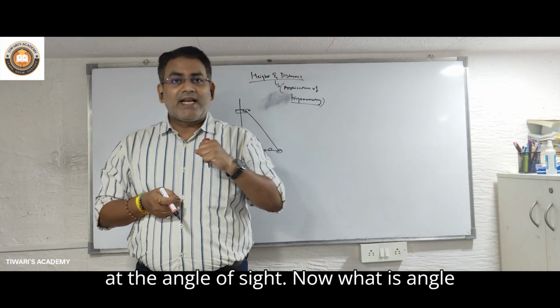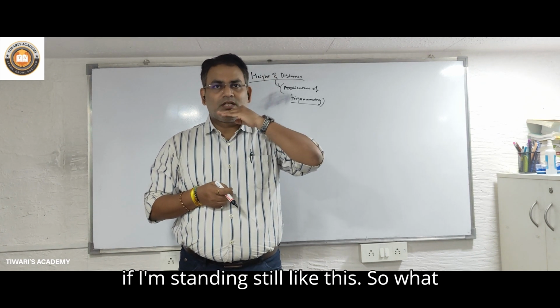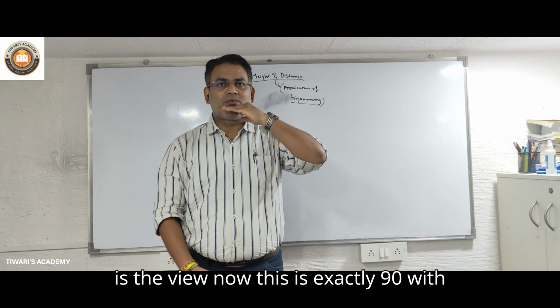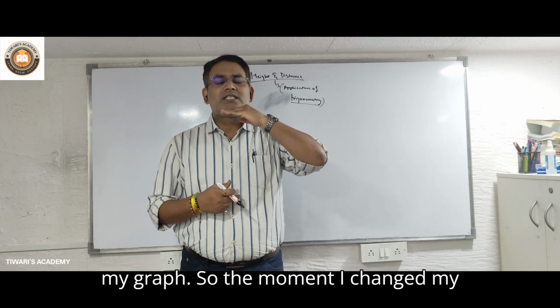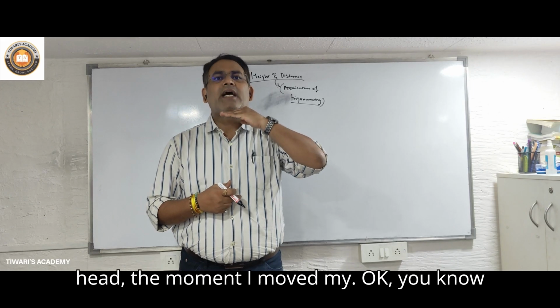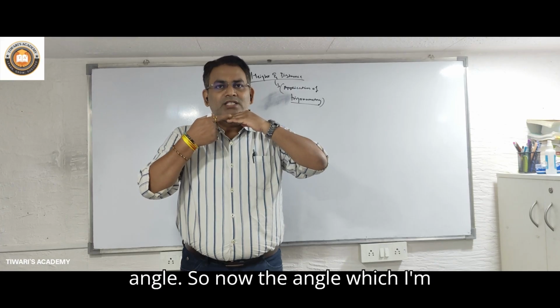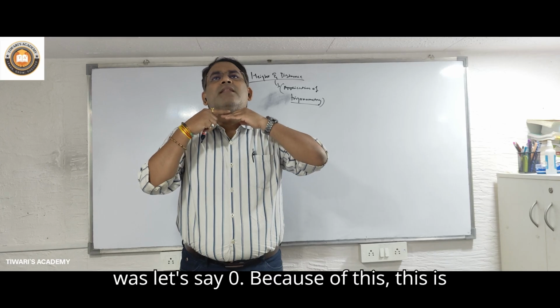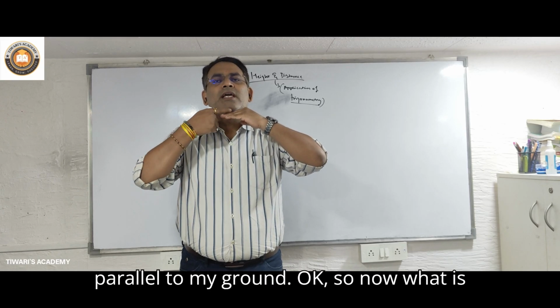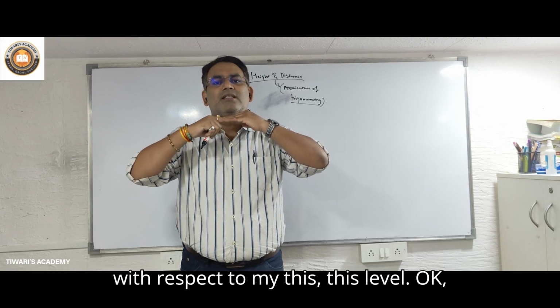Now what is angle of sight? Angle of sight, for example, if I'm standing still like this, so what is the view? Now this is exactly 90 with respect to my ground. So the moment I move my head, I am changing the angle. Suppose this was 0, because now this is parallel to my ground. Now I'm making some angle with respect to this level.